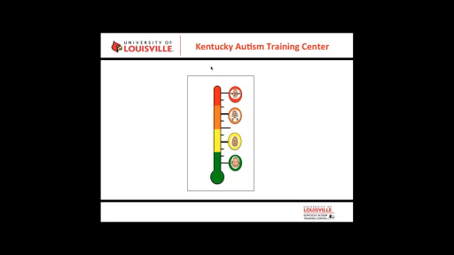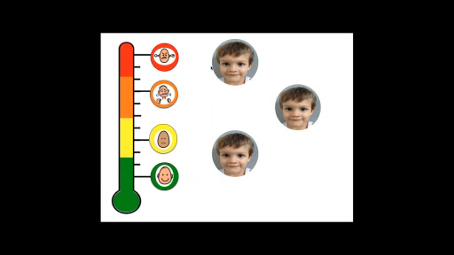So what they did is they made their own little thermometer because he understood that concept. And so instead of labeling it with a 5 or a 4 or a 3 or what have you, they broke it down into color categories and referenced that and assigned a picture to demonstrate what that emotion looks like.